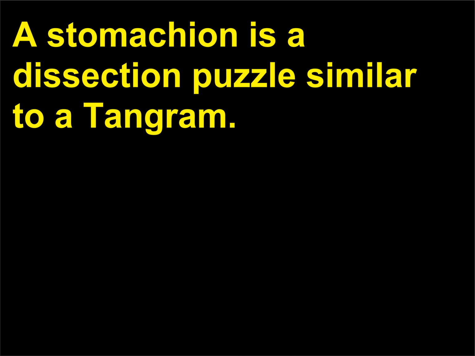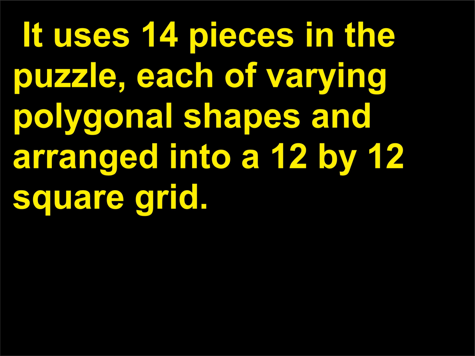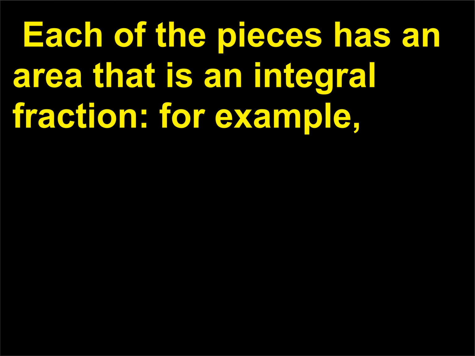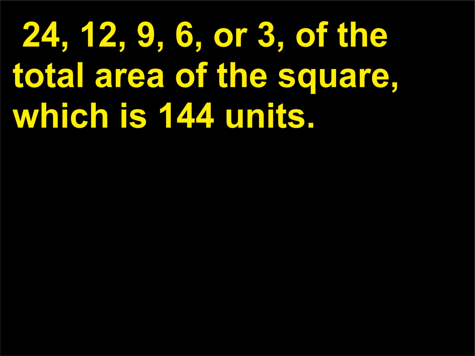A stomachion is a dissection puzzle similar to a tangram. It uses 14 pieces in the puzzle, each of varying polygonal shapes and arranged into a 12 by 12 square grid. Each of the pieces has an area that is an integral fraction, for example, 24, 12, 9, 6, or 3, of the total area of the square, which is 144 units.